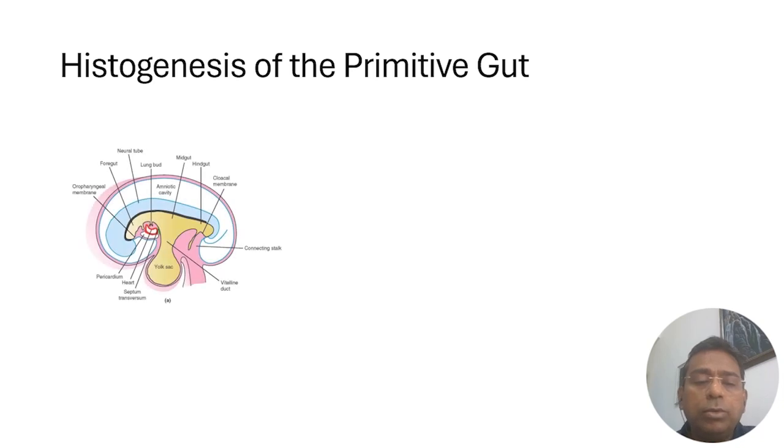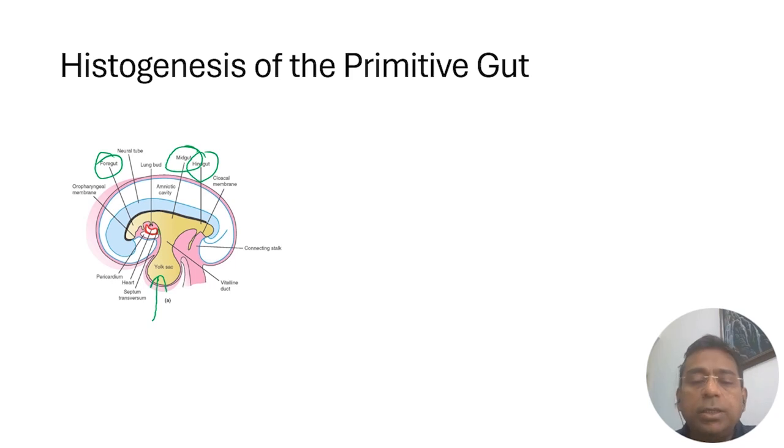As we know, when there is folding of the embryonic disc, it is the endoderm which gives rise to the primitive gut, and which is in communication with the yolk sac. The endoderm will give rise to the lining epithelium of the gut, and it will also give rise to the parenchyma of the glands which are derived from the primitive gut, such as liver and pancreas.